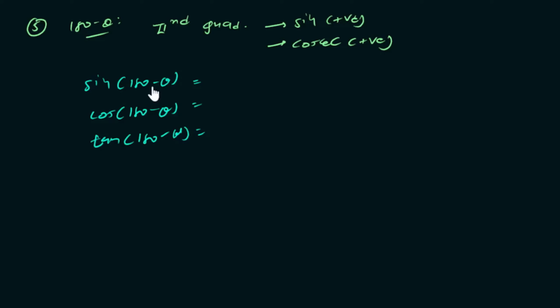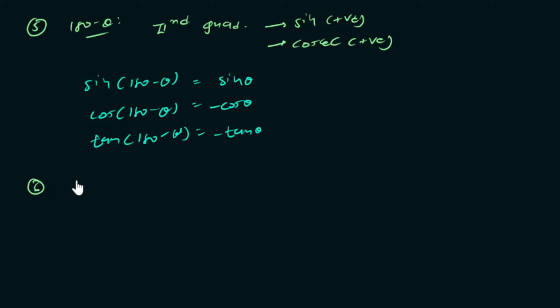But for the positive or negative sign: sine 180 minus theta is in the second quadrant and sine is positive, so it will be positive. Cos 180 minus theta will be cos theta, and in the second quadrant cos is negative. Tan 180 minus theta will be converted into tan theta, but it is negative.